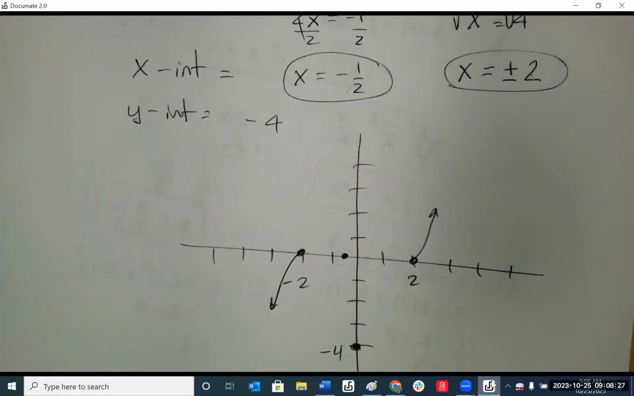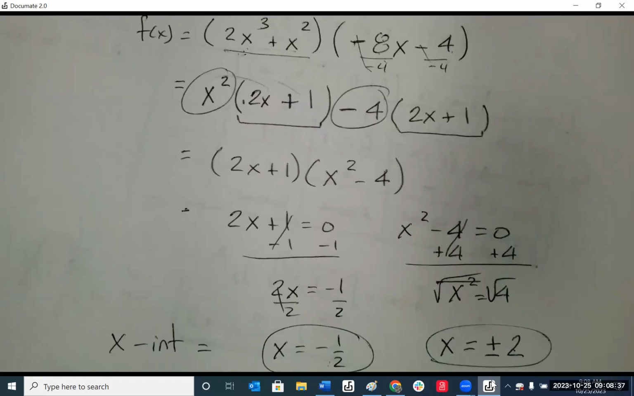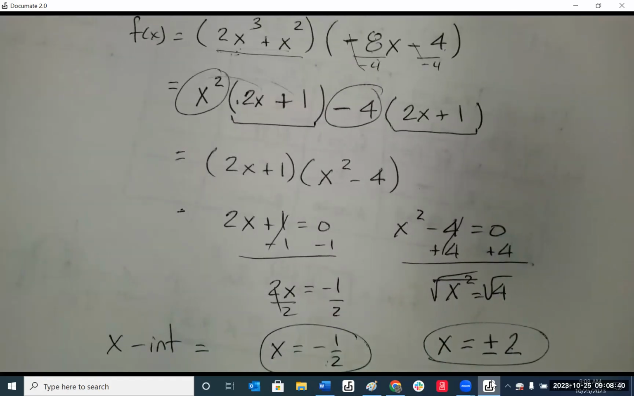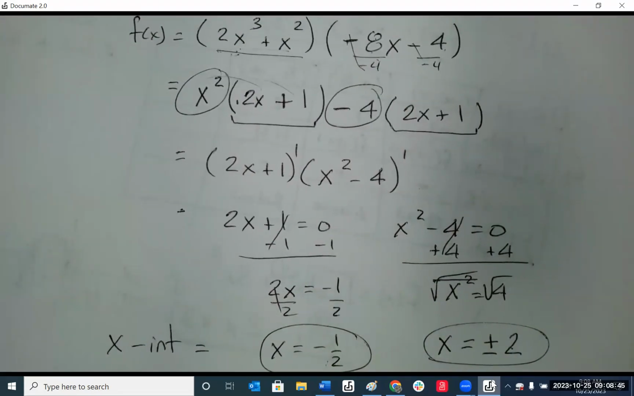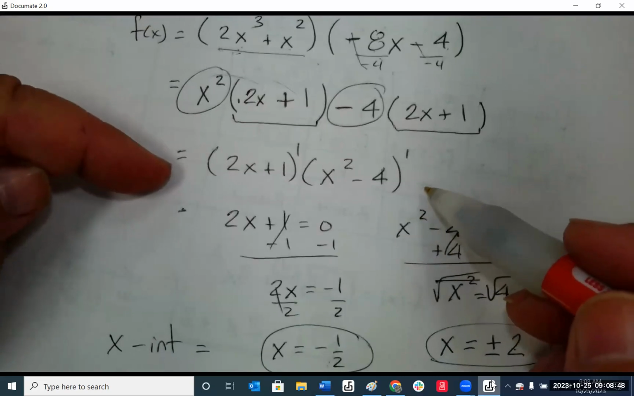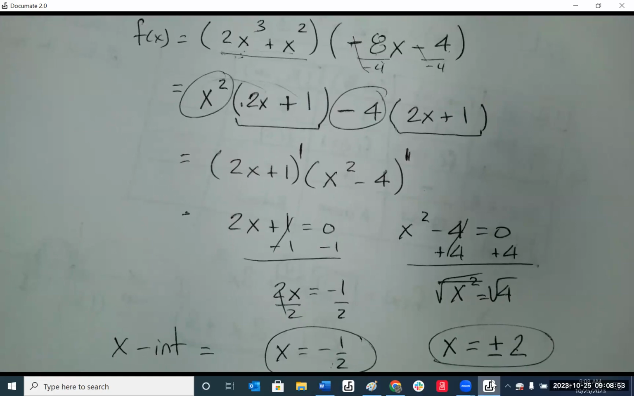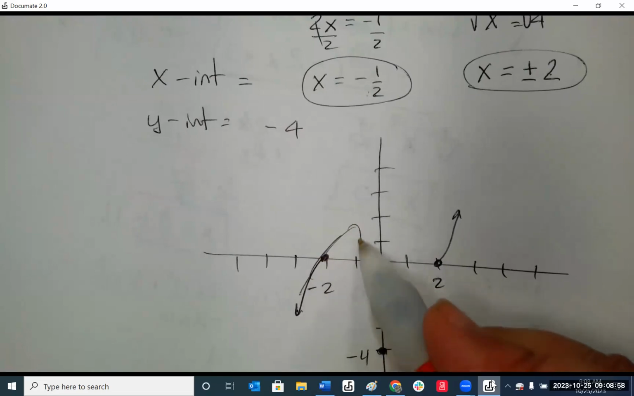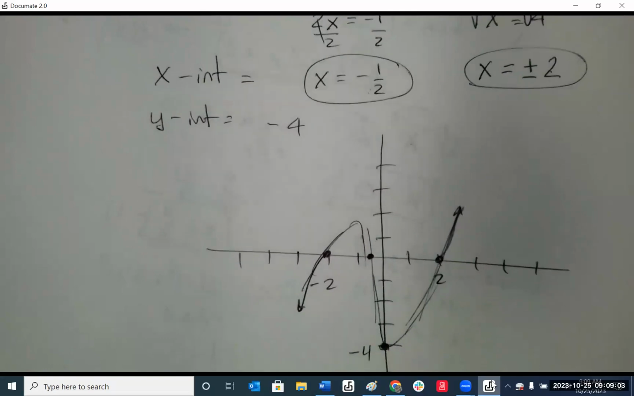So far, so good. Does the graph cross or bounce at these points? How do we know? Right, because at this point here, our exponents are 1. Our multiplicities. Because whenever we factor them out to this point, we look at the exponents of the parentheses. Do we have multiple of the same answers? No. These only happen once, so they cross at each of these. So that's our graph going to look something like that.